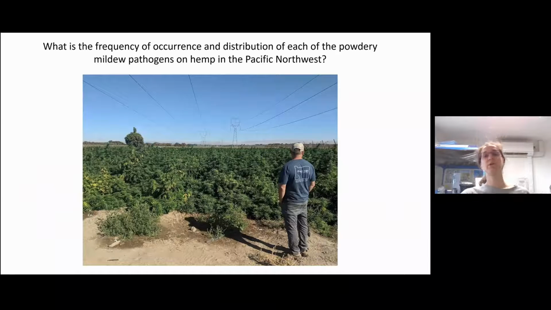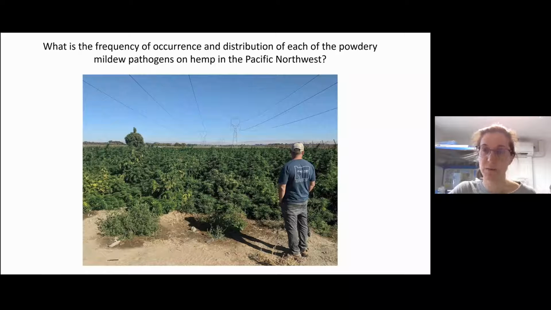So we wanted to know what the frequency was in the Pacific Northwest of these two pathogens in hemp production. And again, I was kind of alluding to the fact that it's potentially important because they're closely related to hops. But maybe what you don't know, if you're not from the Pacific Northwest, is that the Pacific Northwest is a huge producer of hops. And so is New York, which is why they were interested in the first place.